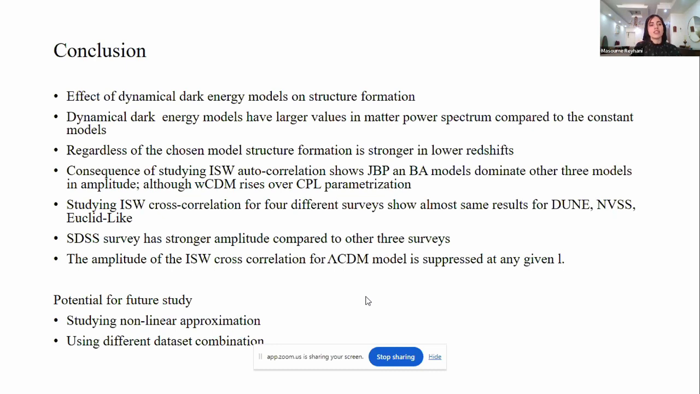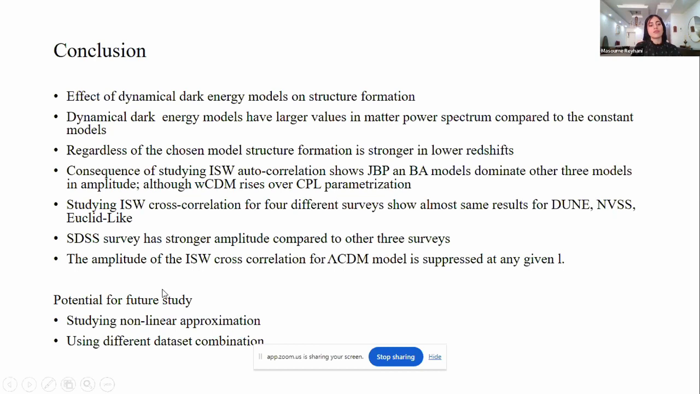And we have investigated the ISW cross power spectrum in 4 different surveys, and we saw almost the same behavior for 3 of them, DUNE, Euclid-like, and NVSS, but a little different behavior when choosing the SDSS survey. In the SDSS survey, we could see that all dynamical dark energy models have higher values compared to the constant one.